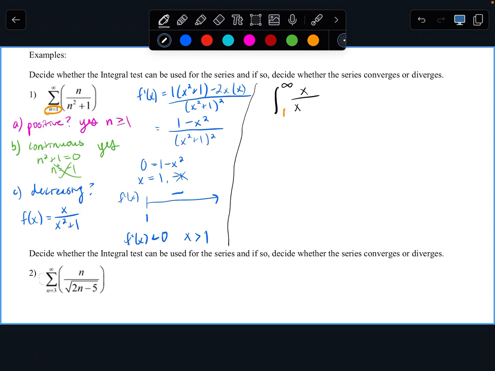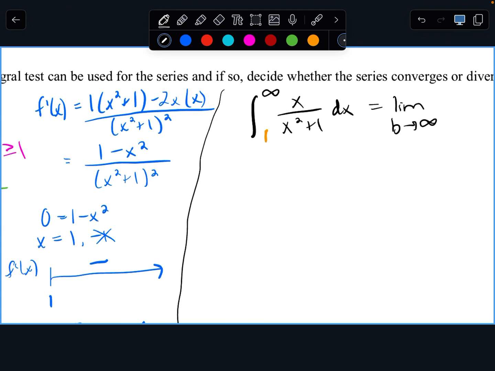And then we're going to do x over x squared plus 1 dx. And just like our improper integral stuff, remember you have to do all your fancy things. Limit as not x, b. I usually use b for the upper bound. Goes to infinity. Remember? Throwback.